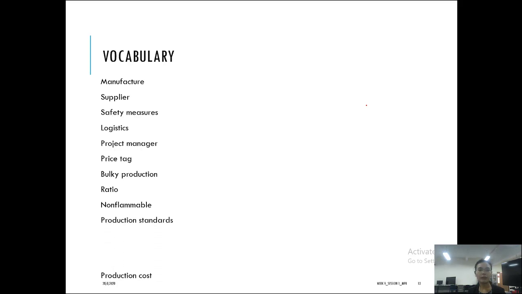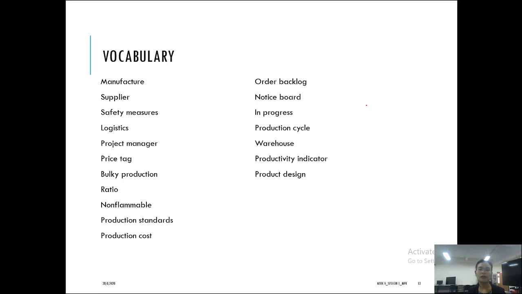And for the last one, we have vocabulary. There are plenty of vocabularies, as you can see. This is only the example. We have manufacturer, supplier, safety measures, logistics, project manager, price tag, bulky production ratio, non-flammable production standards, production costs, order backlog, notice board, in progress, production cycle, warehouse, productivity indicator, product design, and quality control. These are just examples of vocabulary that you can use when presenting your pie chart. Have a look at the meaning in the dictionary, or you can Google it, that will be great as well.